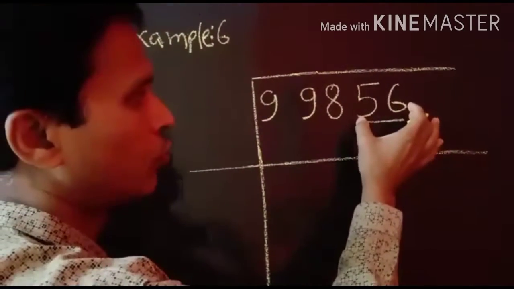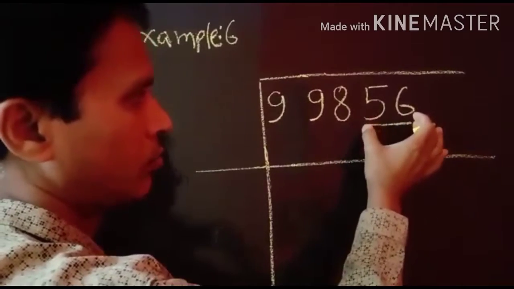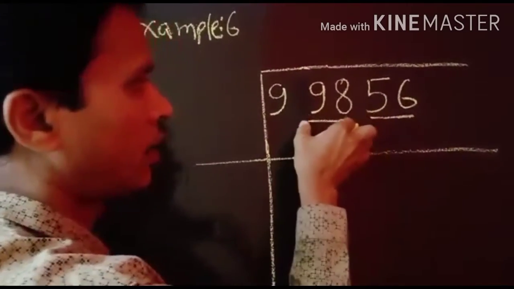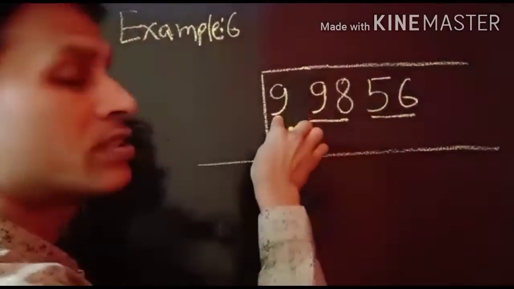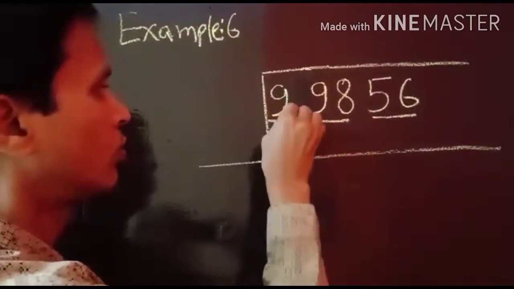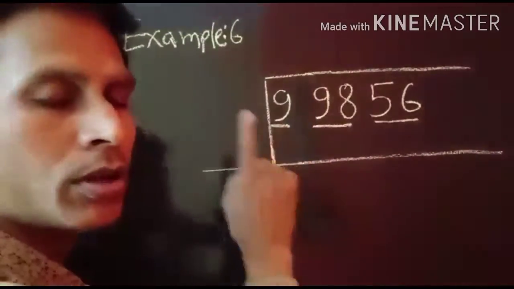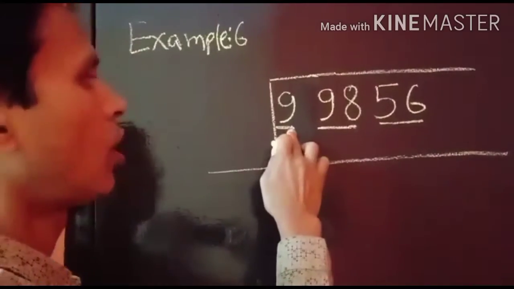From the ones place you make pairs. This is the first pair, meaning the first period. 98 is the second period. Now this is single, so it will be alone, and this will be the third period. So we have to solve for 9.